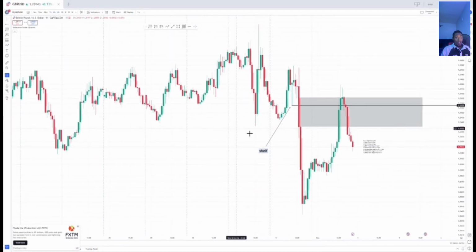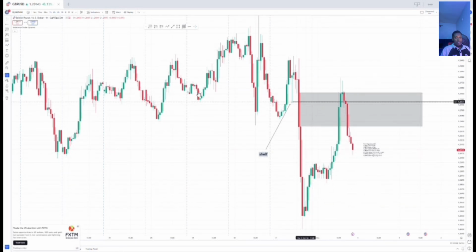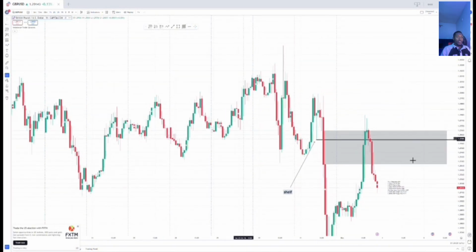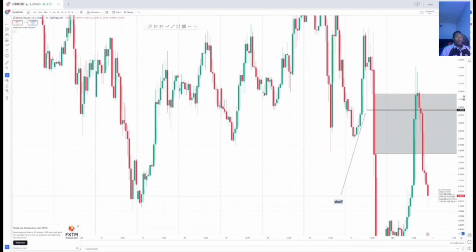So let's go to the bullish scenario. Remember, these are A plus. So let's go to the bullish scenario. So this is a bullish scenario.